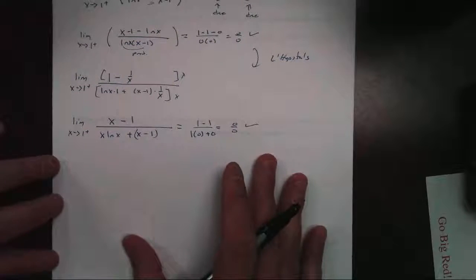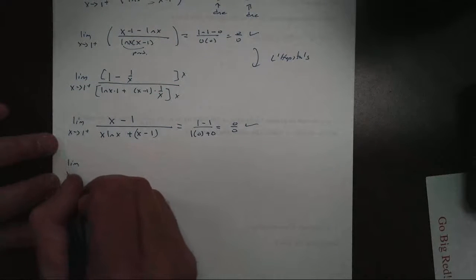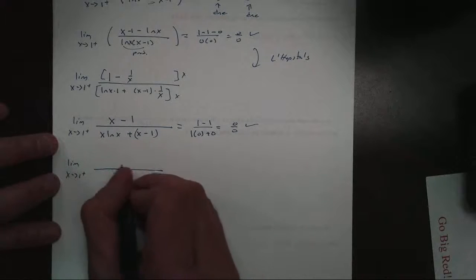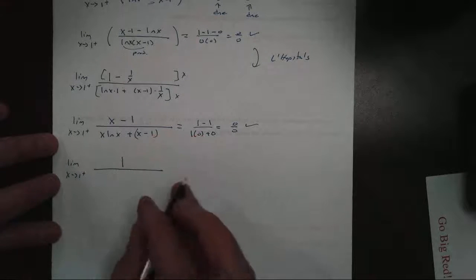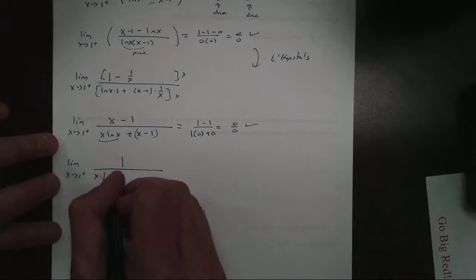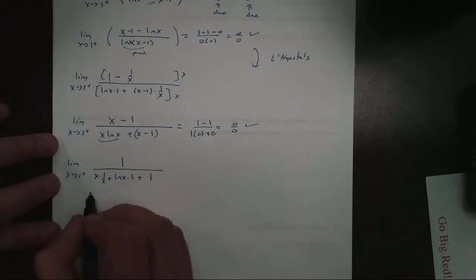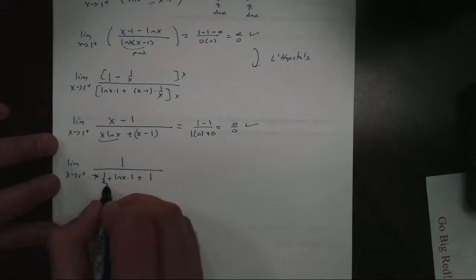You know what that means? Got to take L'Hopital's again. So if I take L'Hopital's rule again, as x approaches 1 from the right, the derivative of the top is 1. I know I'm done. Product rule again: the first times the derivative of the second plus the second times the derivative of the first, plus 1. Now these x's will cancel.